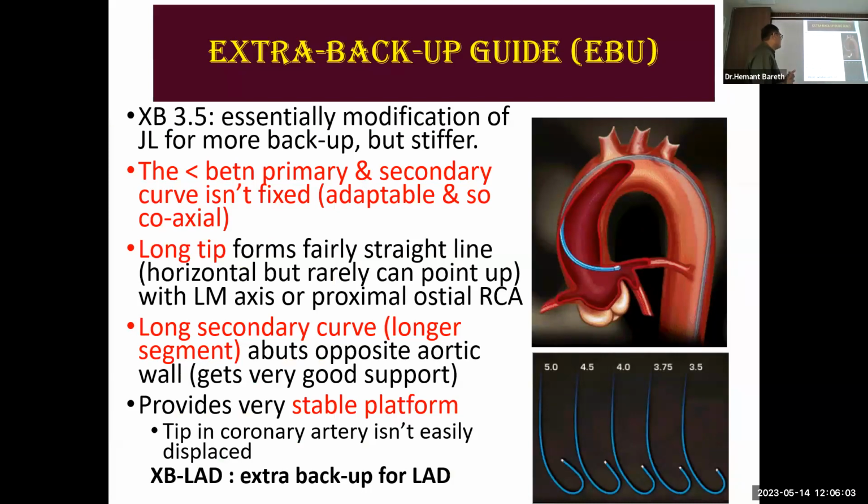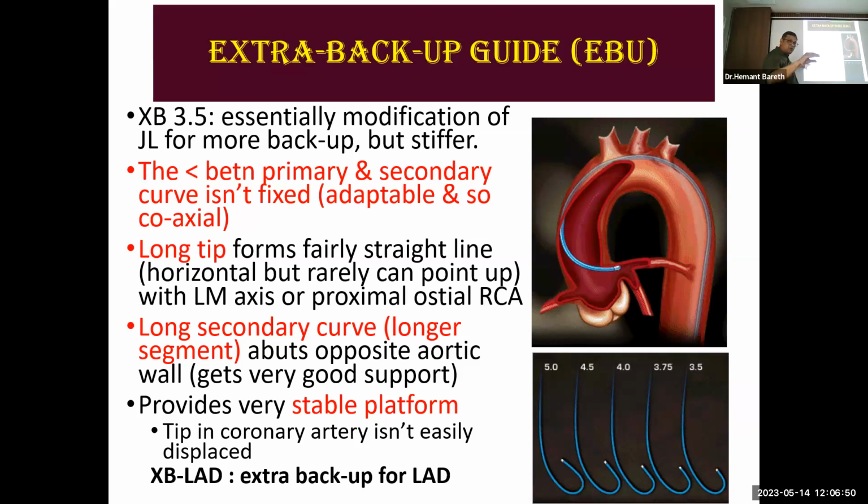Now, a little bit about extra backup. Extra backup is different from Amplatz because it is not sitting in the aortic root, but it takes a lot of contralateral support. So this is the good part. It has a longer tip, and the primary angle is changeable. Because of this, it can be very useful in complex angioplasties, especially where you require a lot of support. So: long tip, less angle between primary and secondary curve, which is not fixed but adaptable, a long secondary curve, and a lot of contralateral aorta relied on for support. So it offers a very stable platform.